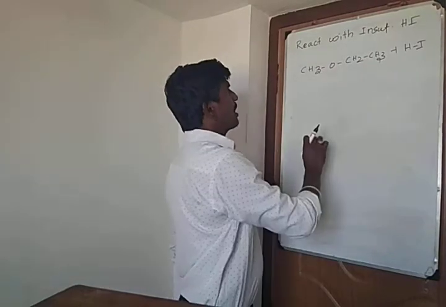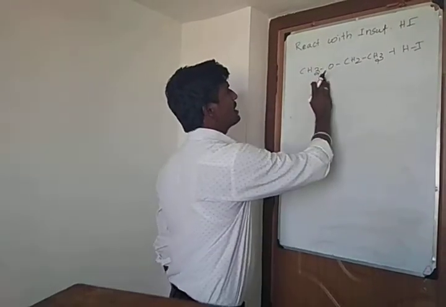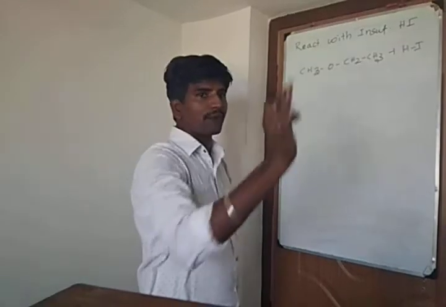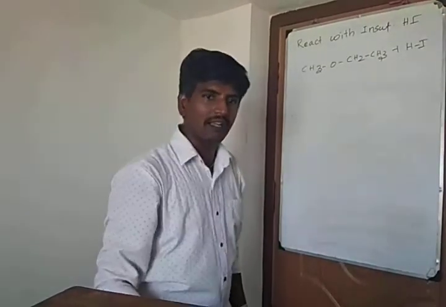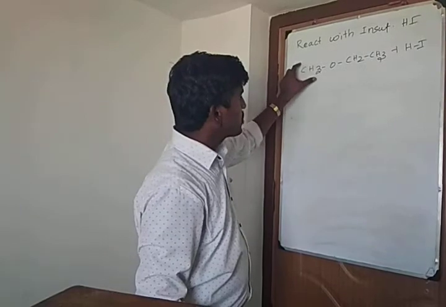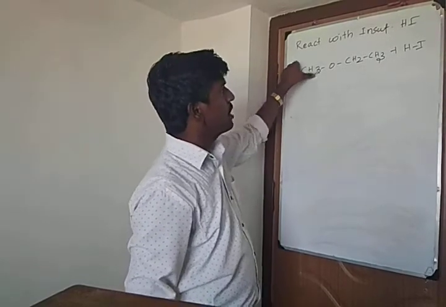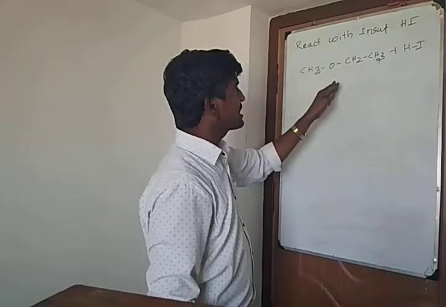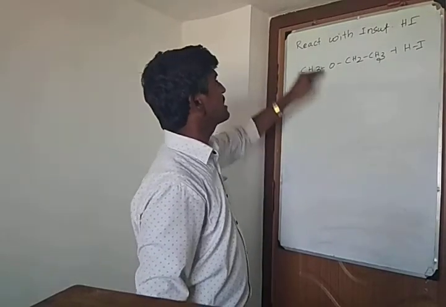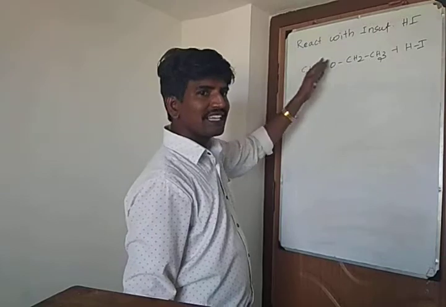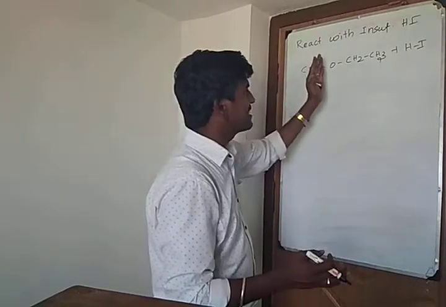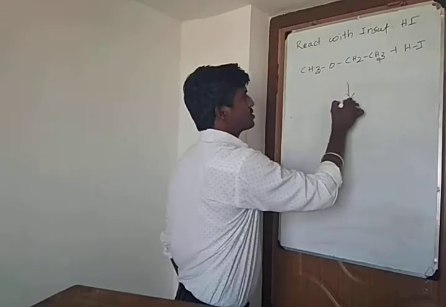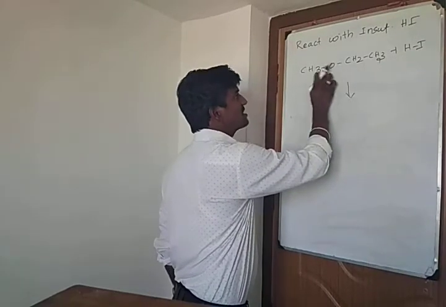Okay. Now bond cleavage between carbon and oxygen. In simple ether you can break anywhere. But here one alkyl group contains only one carbon atom and the other contains two carbon atoms. Always the bond cleavage is between oxygen and the alkyl group with fewer carbon atoms, the small alkyl group. So here bond cleavage is between oxygen and the methyl group.